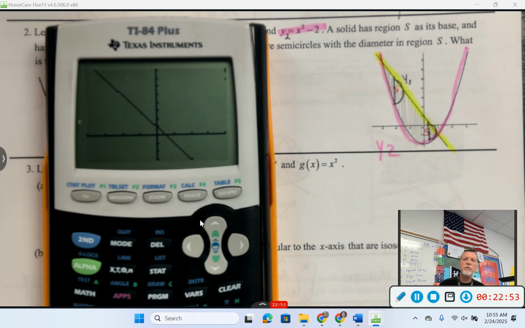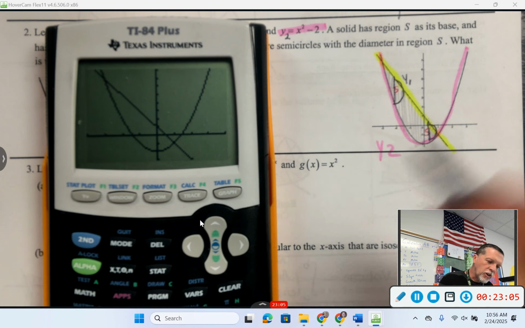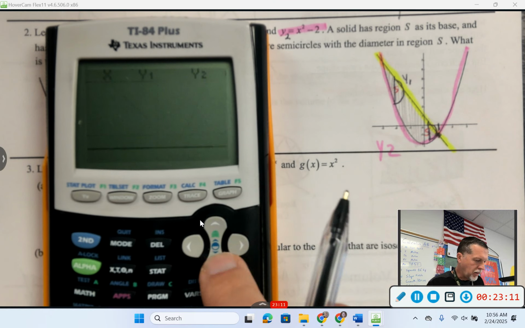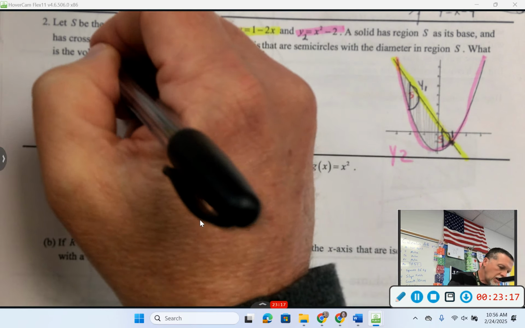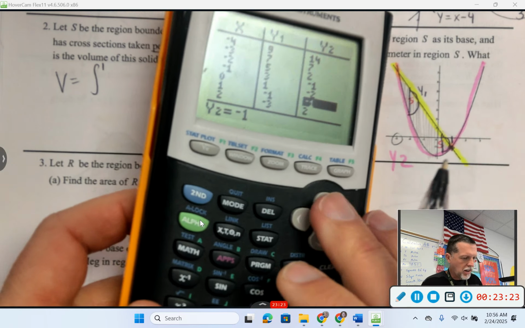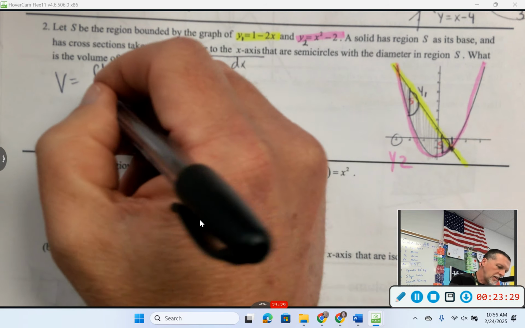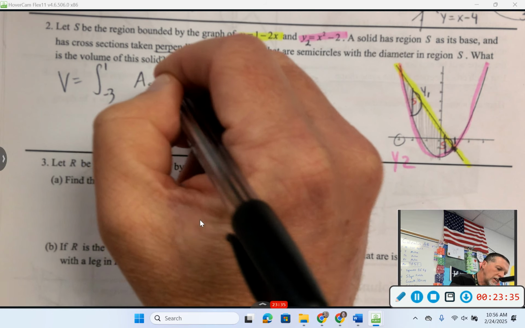Trying to make my window roughly match the window it gives me. That way my pictures will look similar. I'm in a hurry, so I don't know if I want to trust that they meet at 1. Table would tell me that, though. Yeah, they have the same value at x equals 1. And I think they also meet at, is that -3? Yeah, they have the same value at -3. So from -3 to 1, I want to add up all of the semicircles.